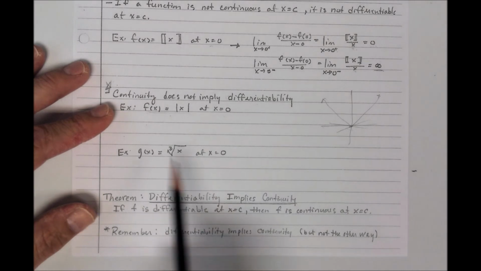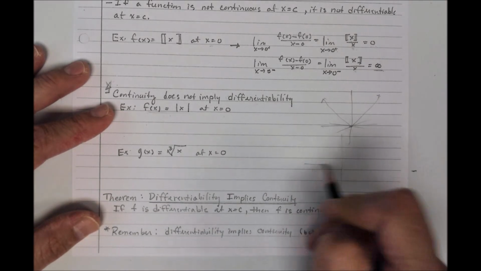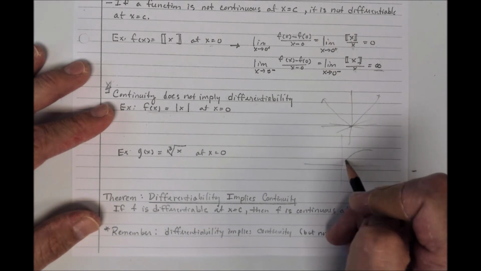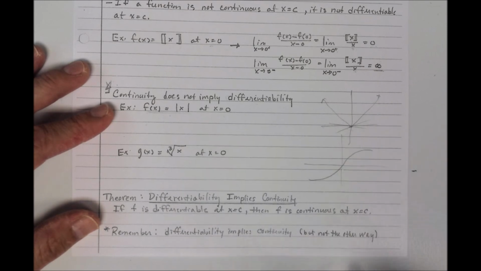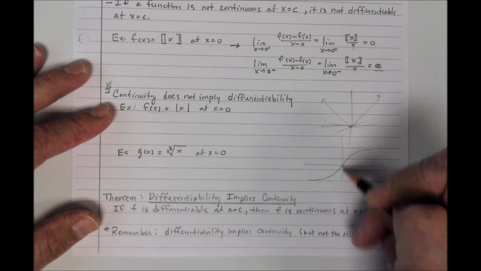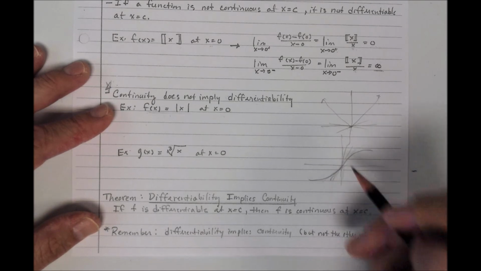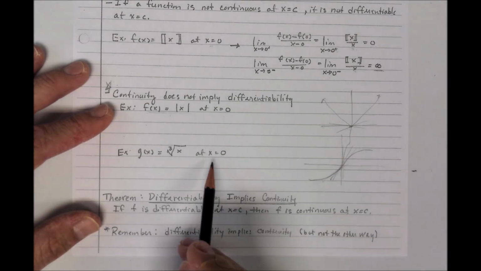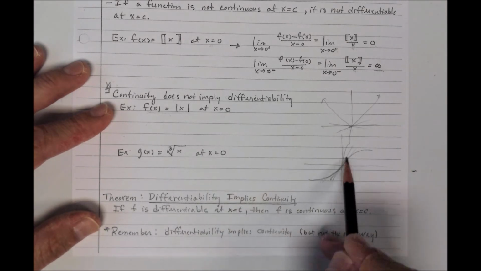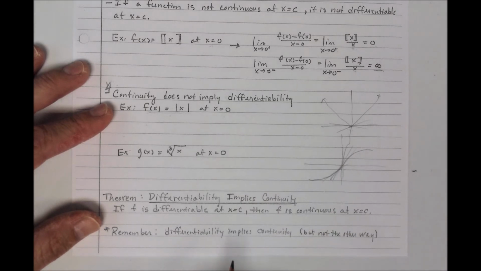At this point here, and I'm probably not going to draw this well, but it's something like this. At 0, we're going to get the idea of a vertical tangent. It's not going to be a number, a set number. So just because it's continuous doesn't mean that it's also differentiable.